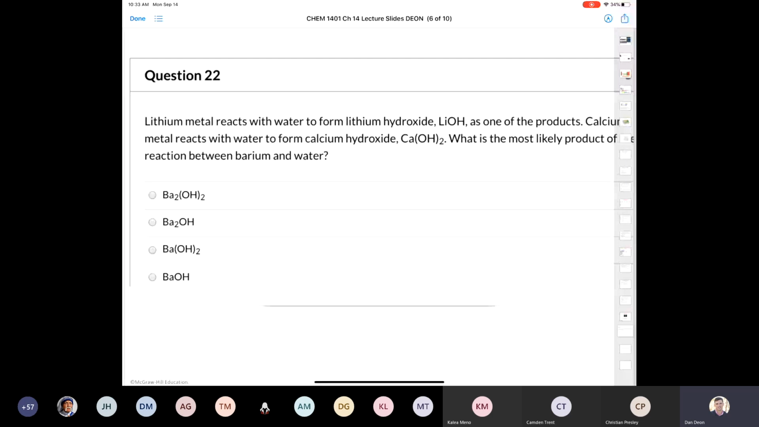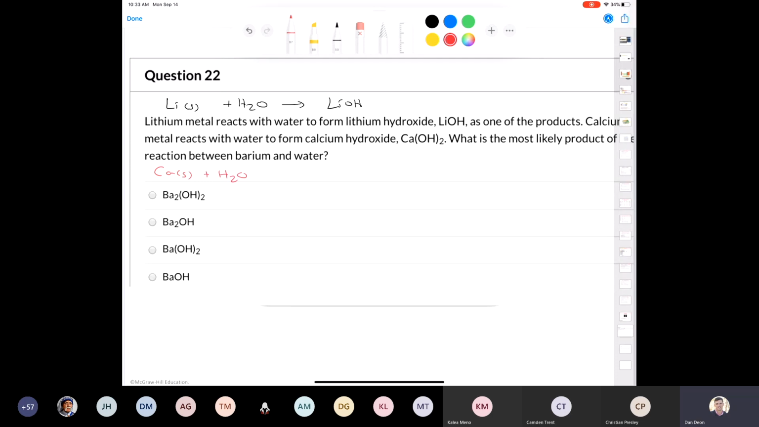It says lithium metal. So lithium is a metal. Lithium metal reacts with water to form lithium hydroxide as one of the products. Okay. Then it says calcium metal. I'll write it down here. Calcium is also a solid. Reacts with water to form calcium hydroxide, and they even gave us the formula. What is the most likely product of the reaction between barium and water? Could anybody tell me what you would probably get when you react barium solid plus water?